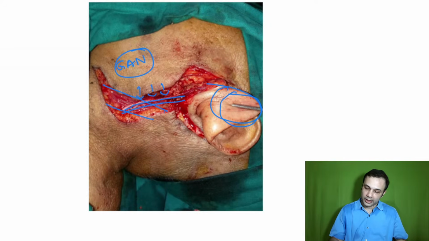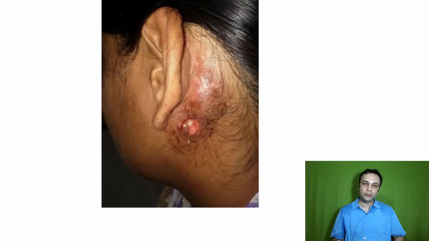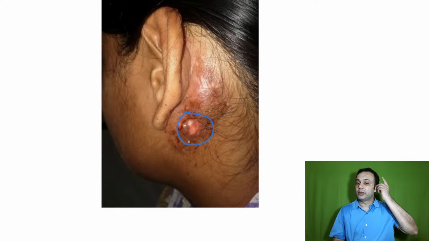Okay, right, let's come to the next image. What do you see here? It should have been very close to the mastoid tip or the sternocleidomastoid. This patient presents with persistent discharge from the post-aural area, okay, very close to the sternocleidomastoid and the mastoid tip. And along with that, if you look at the external auditory canal, there is one more opening.